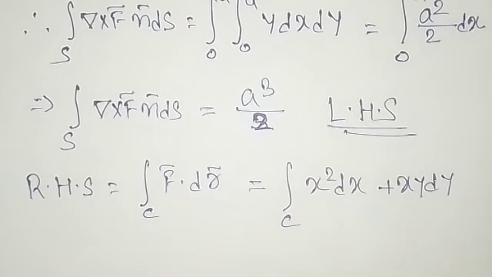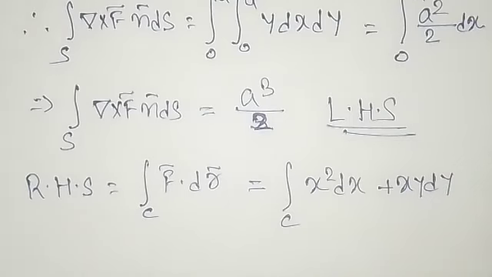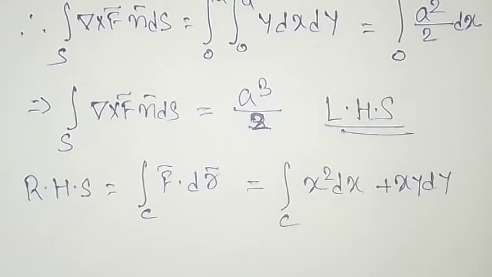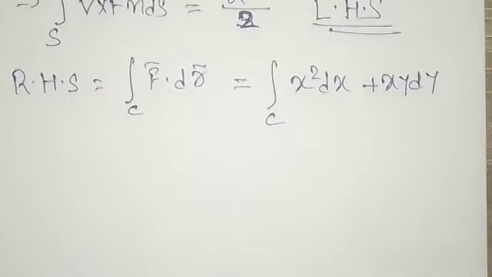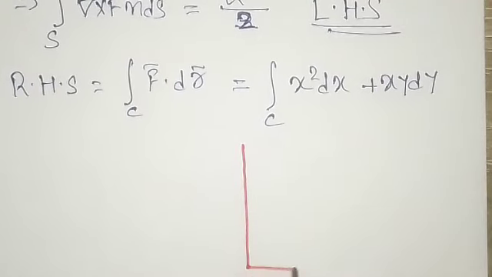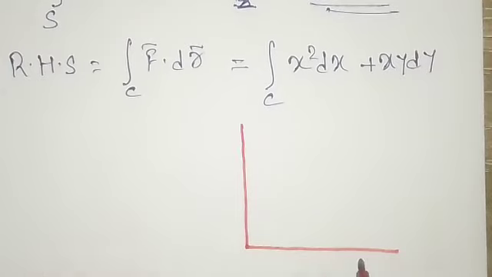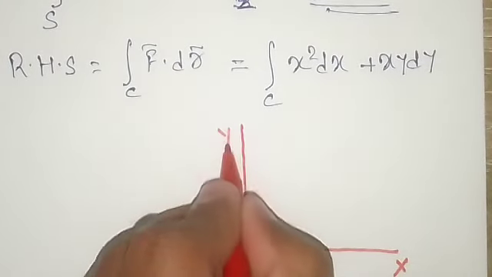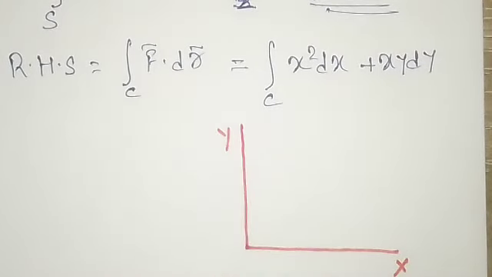It is mentioned that it is integrated round the square in the plane z equal to 0, whose sides are along x equal to 0, y equal to 0, x equal to a, and y equal to a. It is mentioned in the question already. So here we will show one square plane, right? Let's say this is your xy, so this is your x axis and this is the y axis. Okay, so it is the coordinate.